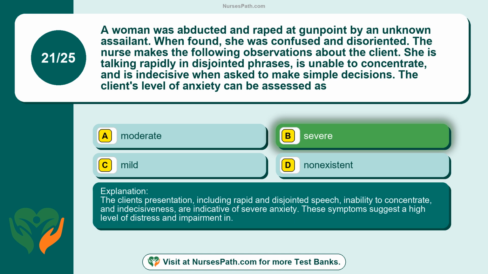The client's presentation, including rapid and disjointed speech, inability to concentrate, and indecisiveness, are indicative of severe anxiety. These symptoms suggest a high level of distress and impairment in.